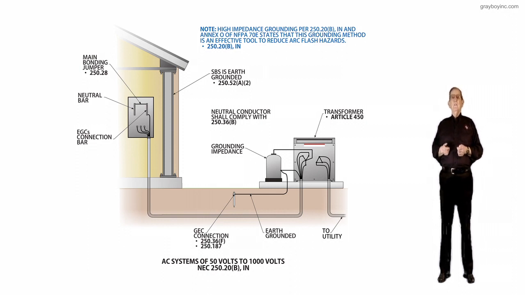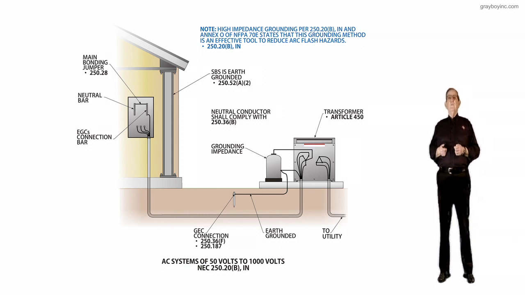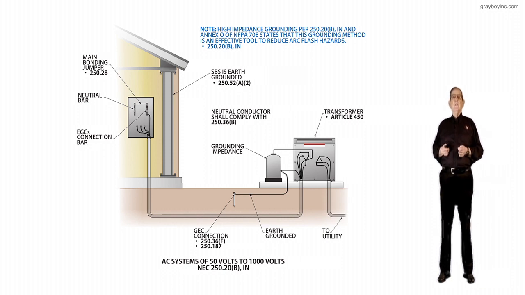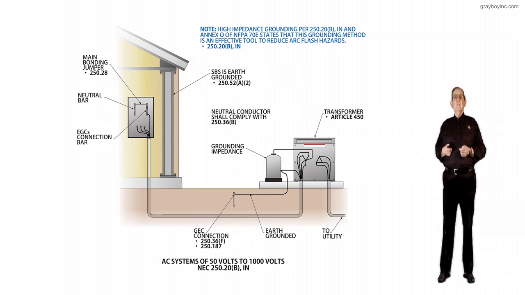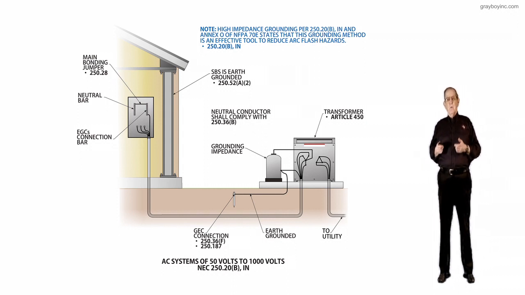Then notice the building is still effectively earth grounded by 250.52(A)(2). When you look at the SBS, it is earth grounded, with that arrow pointing to the structural steel. And then, of course, if you look at the final thing at the service, you can see that the grounded conductor coming in is isolated there for the purposes that I just outlined to you.